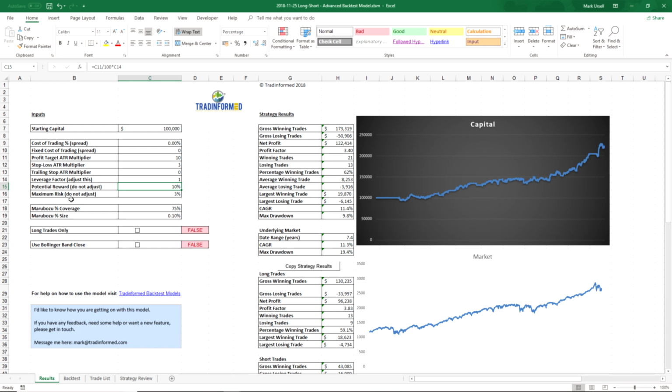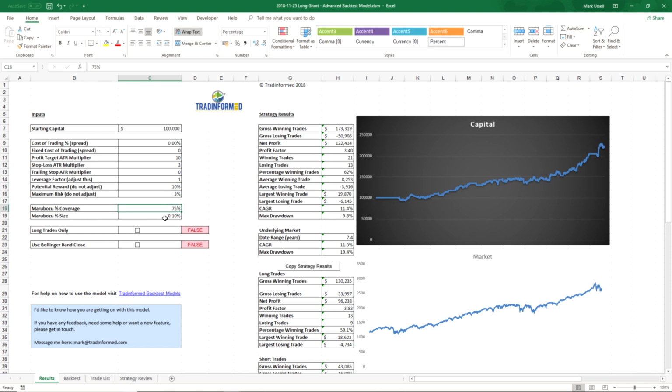The reward and risk are there for information. This demonstrates that if the profit target is hit, the capital will increase by 10%. If the stop loss is hit, the capital will decrease by 3%.